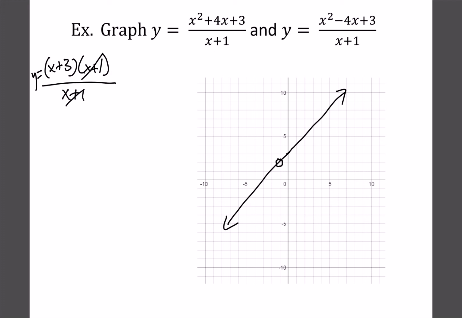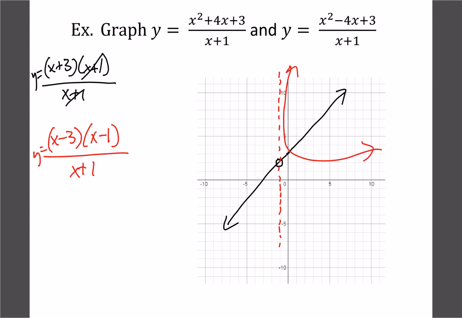So we'll do the second equation. I'll do this one in red. So we factor the second one, we'd have x minus 3 and x minus 1 would be our factors over x plus 1. So in this case, there's nothing that cancels. So in this case, we would have a vertical asymptote at -1. And we just have to draw the graph, and if I remember right, it looks something kind of like that.